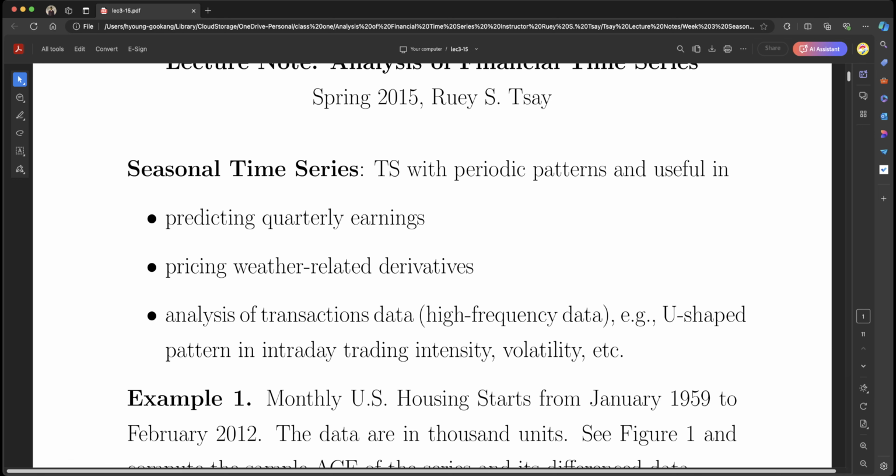So it is U-shaped because in the intraday trading, when the market opens and when the market closes, they have the most trading volumes, most liquidity. That's why it is U-shaped.